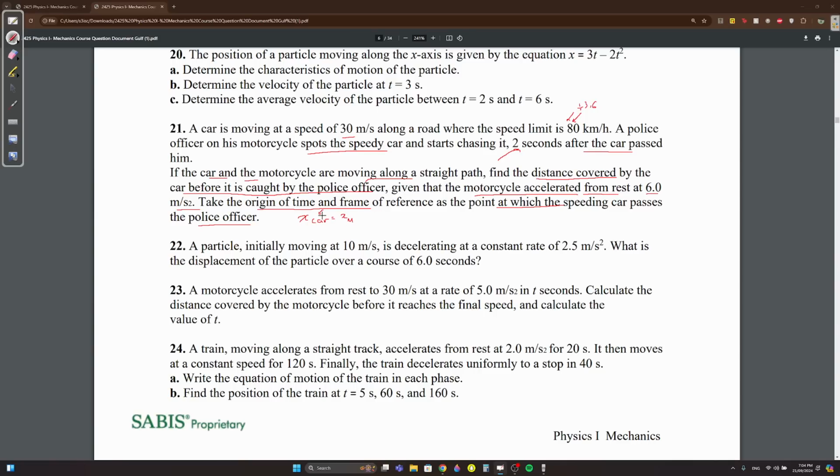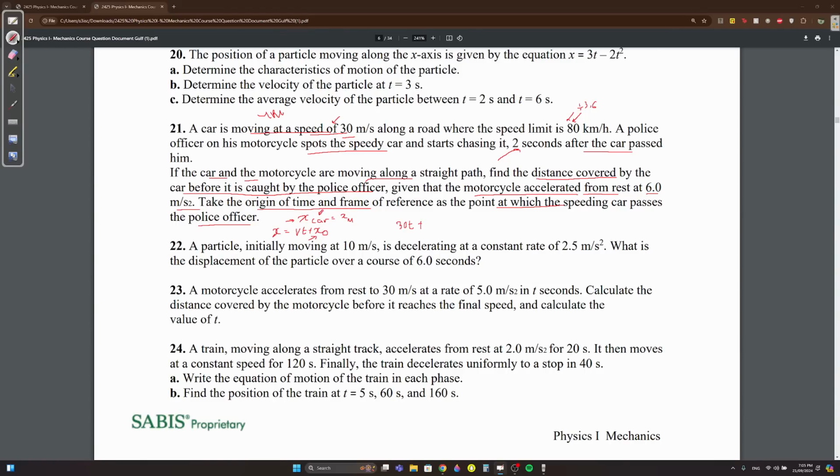Okay, let's investigate the position of the car. Since he's traveling at a constant speed, which is URM, his x is equal to the velocity of the car times the time plus x naught. Let's start substituting. The velocity of the car is 30, so x is 30t plus x naught. Let's see, what's our initial x?